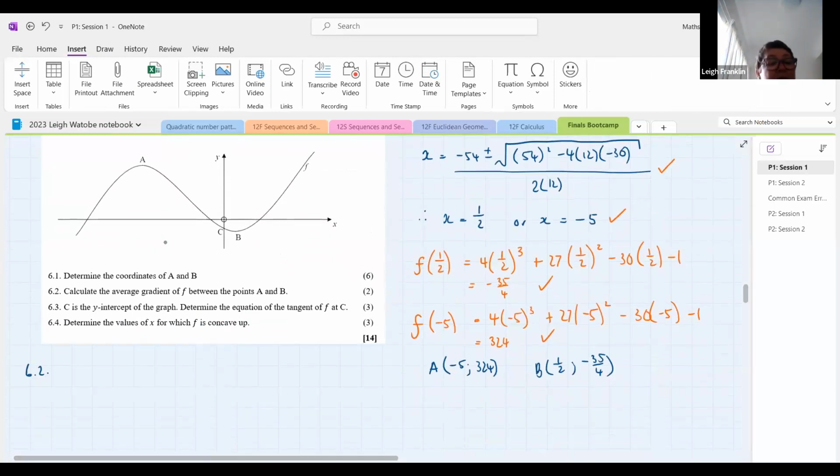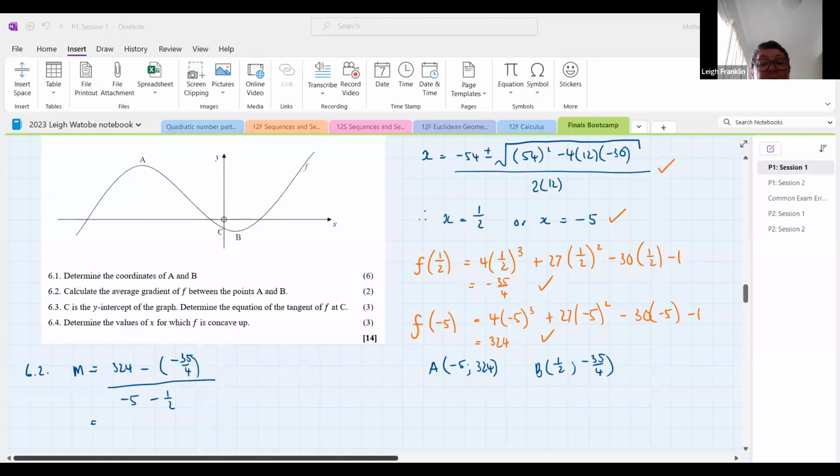All right, so subbing in here, we would end up with our change in y. So that would be 324 minus negative 35 over 4. And then in our denominator, we would have negative 5 minus a half, like so. And again, you pop that into your calculator and you should be getting negative 121 over 2.